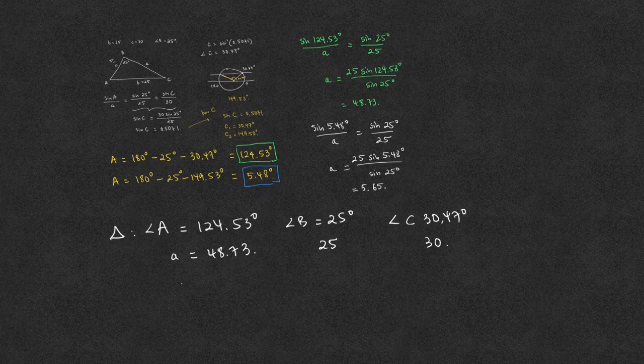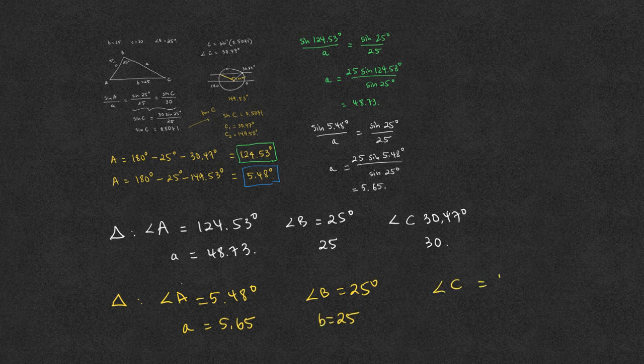The second triangle has the measure of the angle A be 5.48 degrees with the opposite side 5.65. The angle B is given 25 degrees with the opposite side 25. And the angle C is 149.53 degrees with the opposite side given 30.